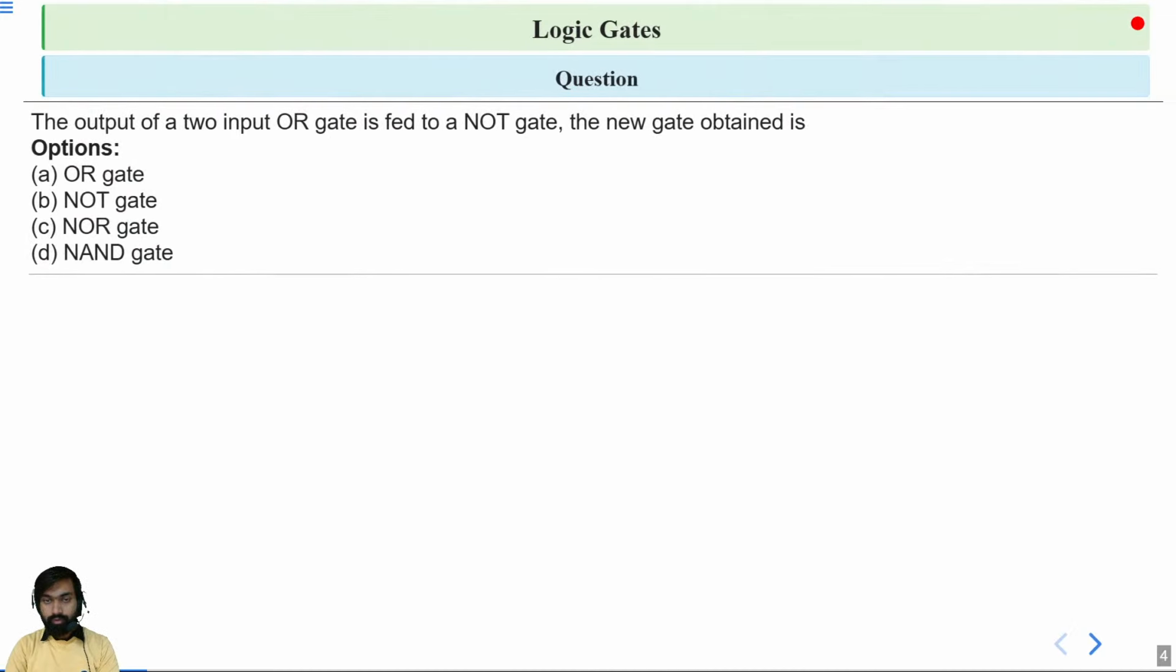Our first question: the output of a two input OR gate is fed to a NOT gate. The new gate obtained is what? So students, the question says that the output of a two input OR gate is connected to a NOT gate. We need to find out what type of logic gate is formed by combining these two gates. Given options: option A OR gate, option B NOT gate, option C NOR gate, and option D NAND gate.